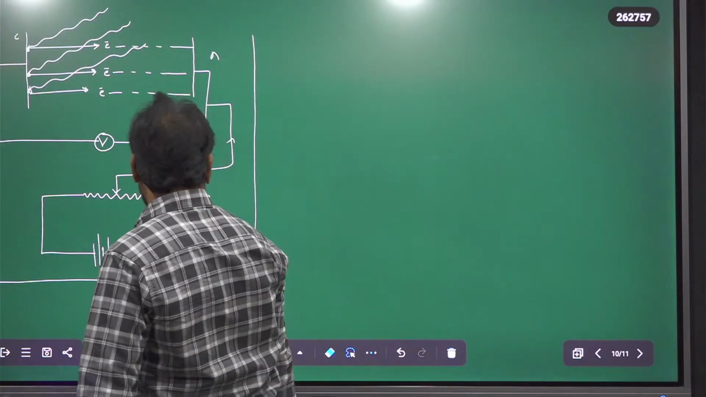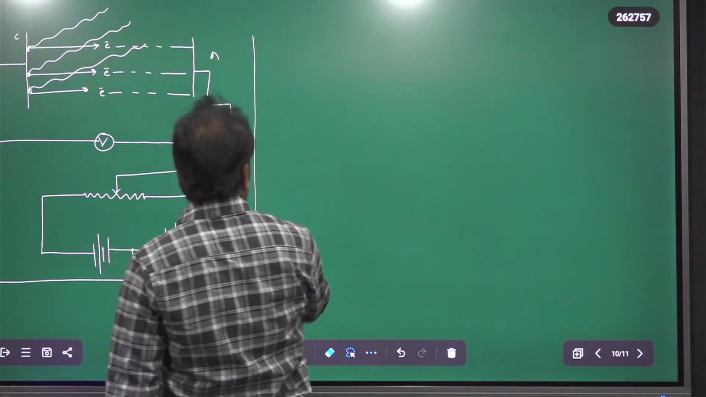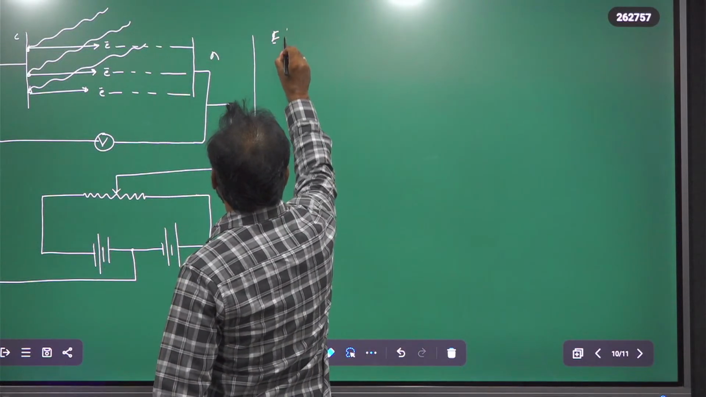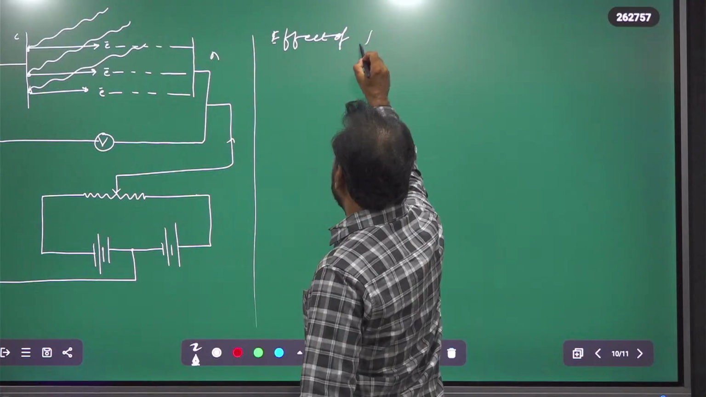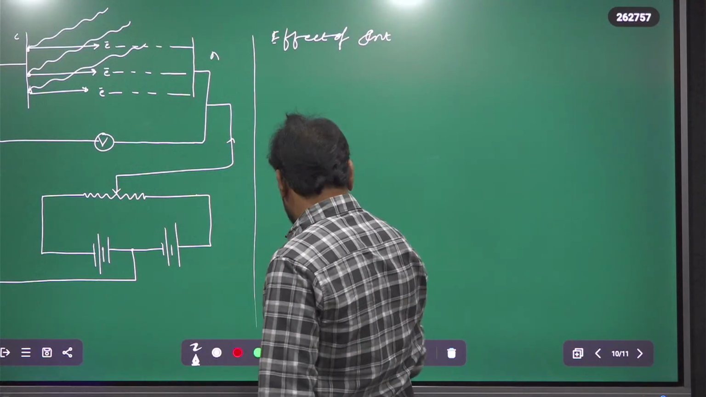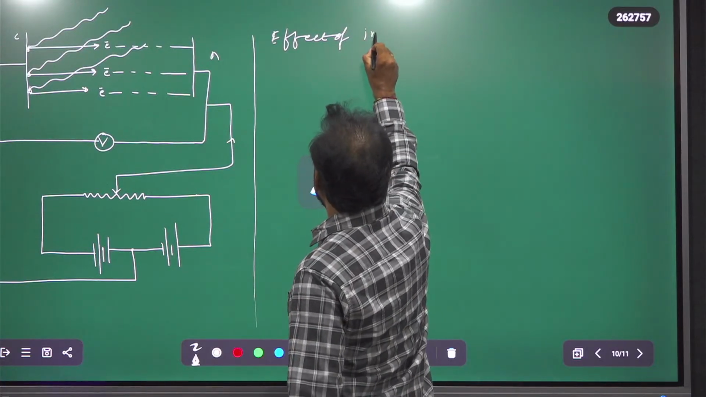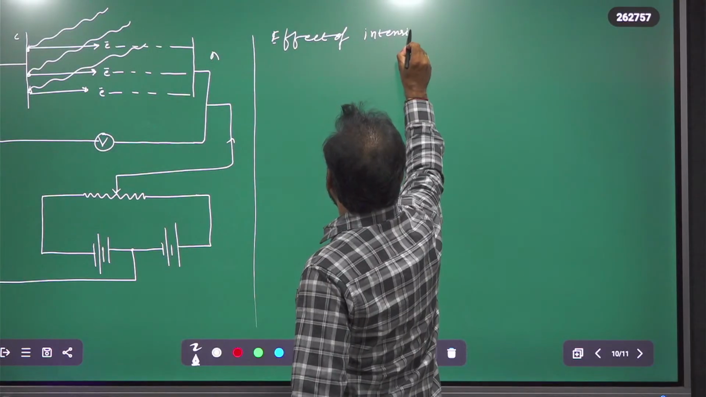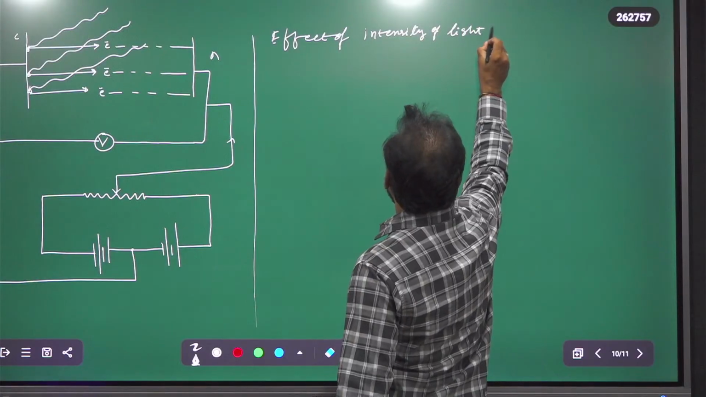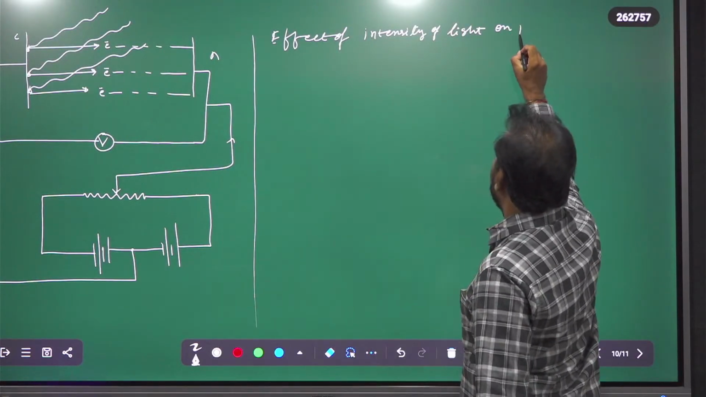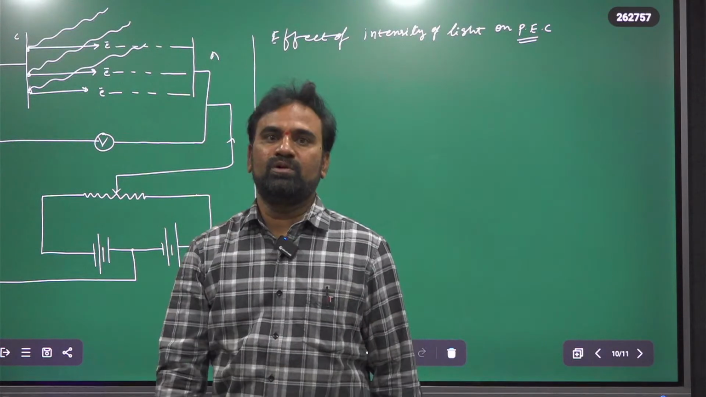This first case is also very important. Sometimes it is asked in JEE Mains: effect of intensity of light on photoelectric current. PEC means photoelectric current.